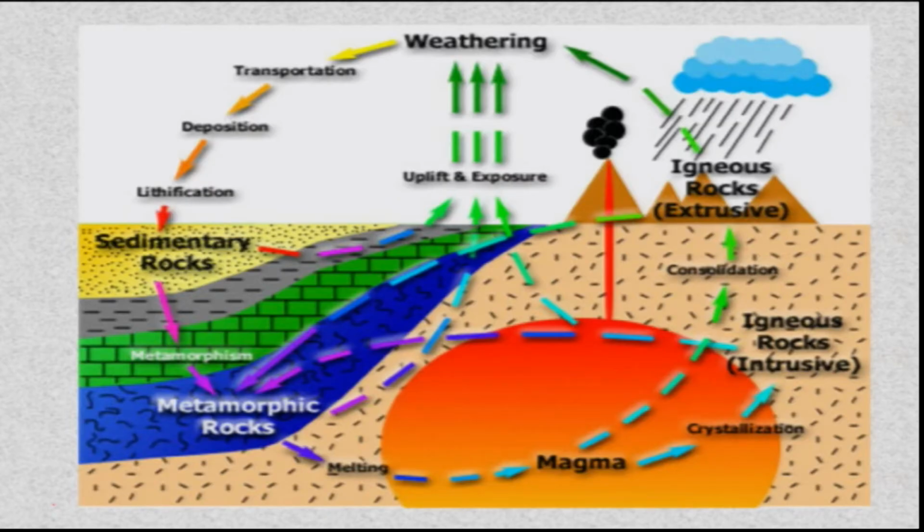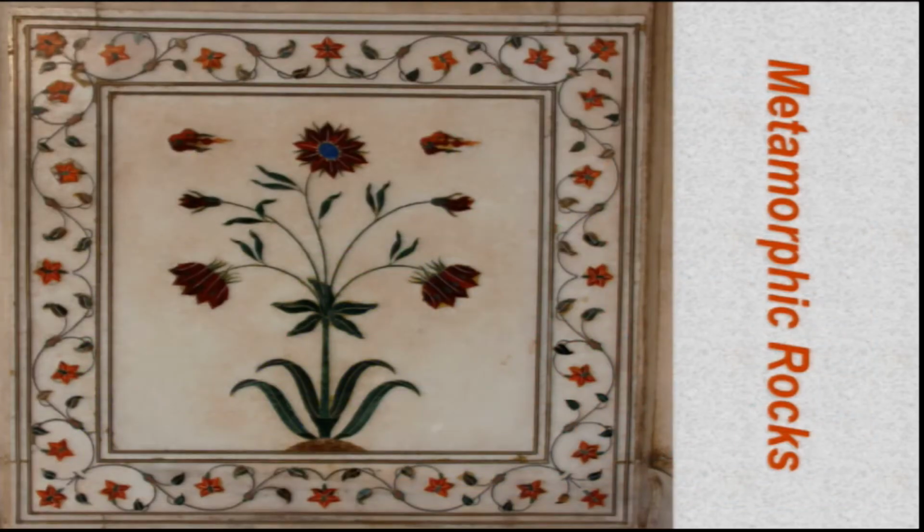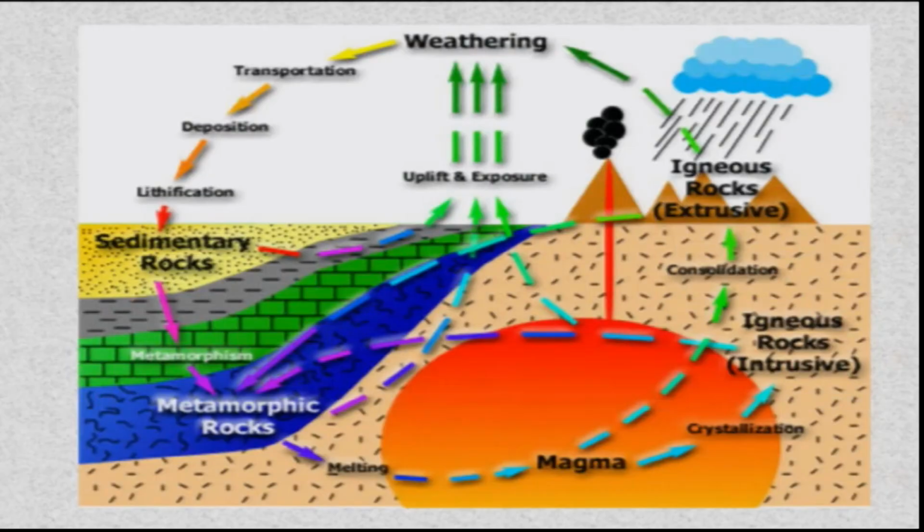So again, starting with the previous slide, if you look at this, this is one of the most beautiful monuments, and this is the Taj Mahal. So you see the white rock behind this one is the marble. So marble is a metamorphic rock. So with this I'll start, and then briefly we'll talk about what exactly we discussed regarding the rock cycle.